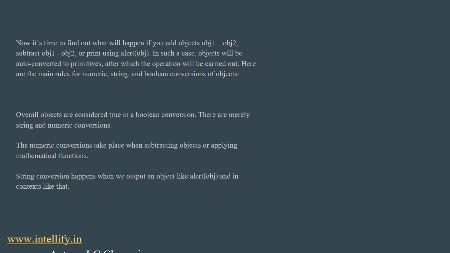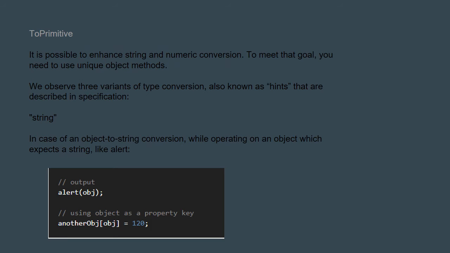in the object. String conversion happens when we output an object, like alert, and in contexts like that: printing, evaluating, etc. To convert to primitive, it is possible to enhance string and numeric conversion. To meet that global goal, you need to use unique object methods. We observe three variants of type conversion, also known as hints, that are described in the specification.